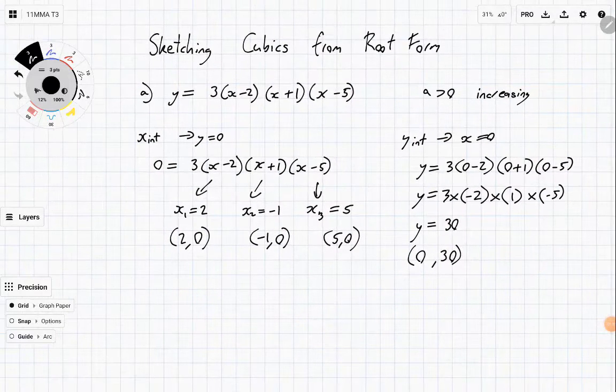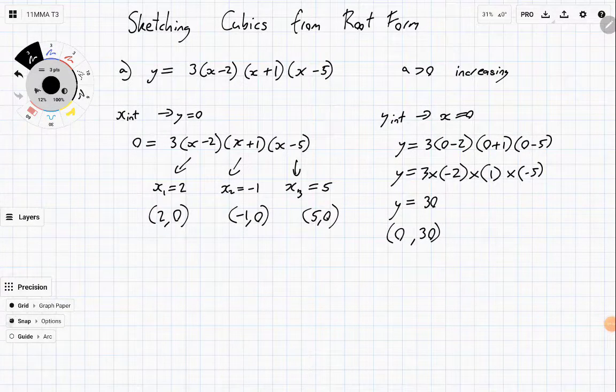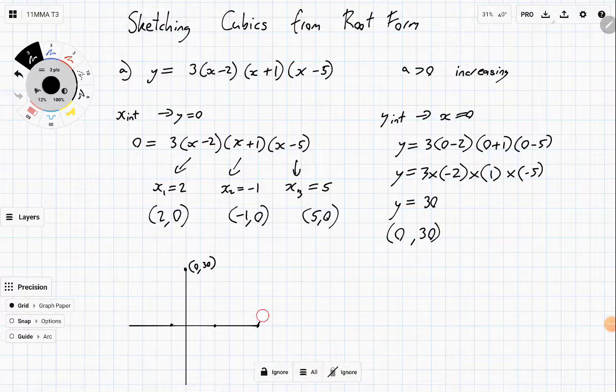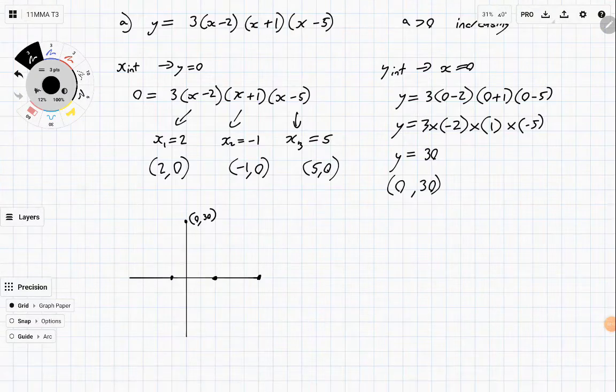And that's actually all the information we need. So let's get our sketch going. Alrighty, so we're going to get 0, 30. It's going to be very high up here. And then we're going to get one at 2, 0, one at 5, 0, and one at negative 1, 0. So those are our 3 x-intercepts. And we know it's increasing.